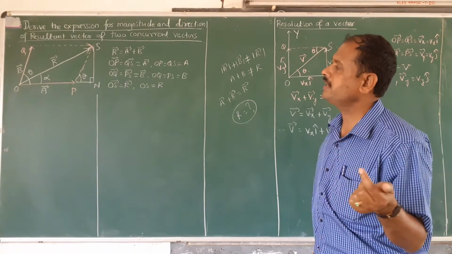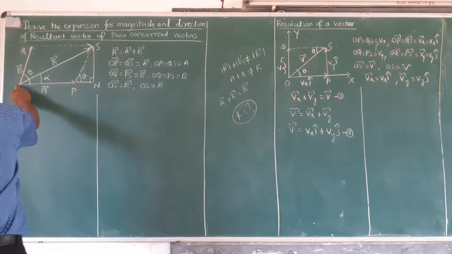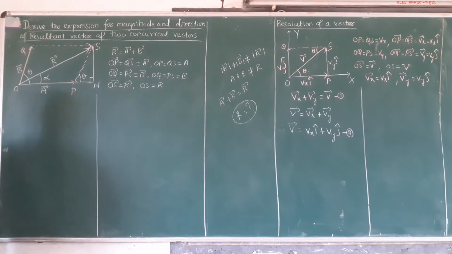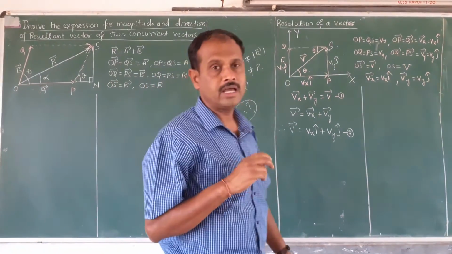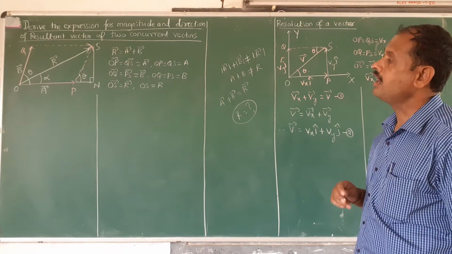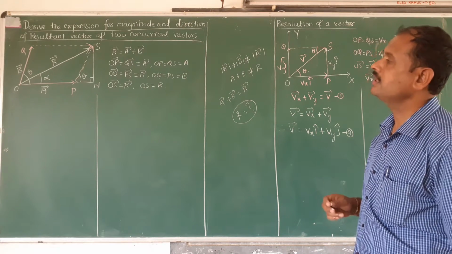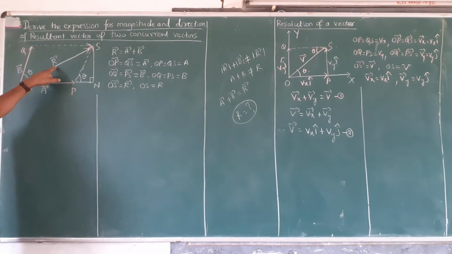They are represented by adjacent sides of the parallelogram, that is OQSP. Now theta is the angle between the two concurrent vectors, vector A and vector B. Alpha gives the direction of the resultant vector. It is the angle between the direction of the resultant vector and vector A.